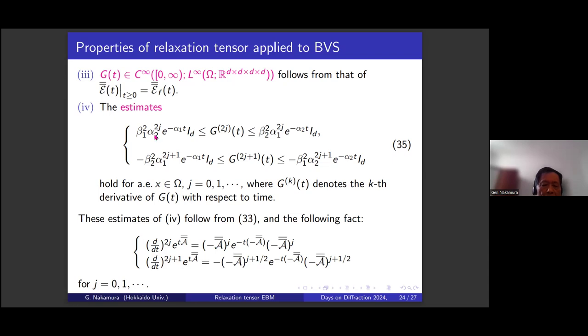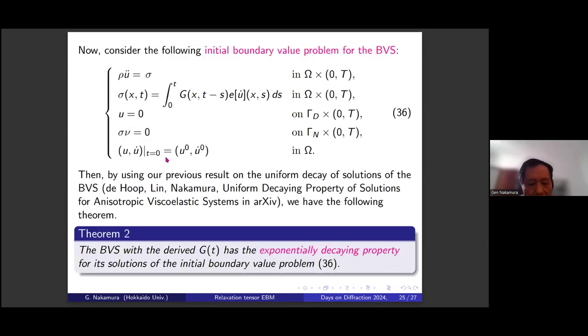And then having all of this, we can have the exponential decay of the solution for the initial boundary value problem for the Boltzmann-type viscoelastic system by using our previous result. That was about the uniform decay of solutions for the Boltzmann-type viscoelastic system.